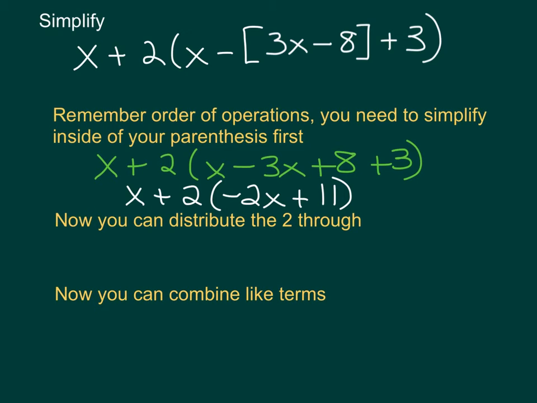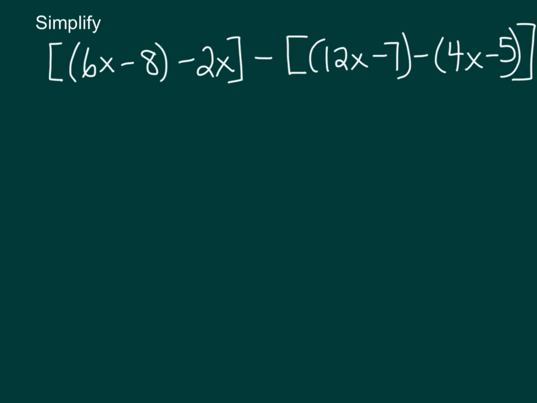So the next thing is, it says now you can distribute the 2 through. Okay, so once I've done that, I get x minus 4x plus 22. And then the last thing you do is combine like terms, which in this case is just my x's, which gives you a final answer of negative 3x plus 22. That is the simplified version of that original problem.